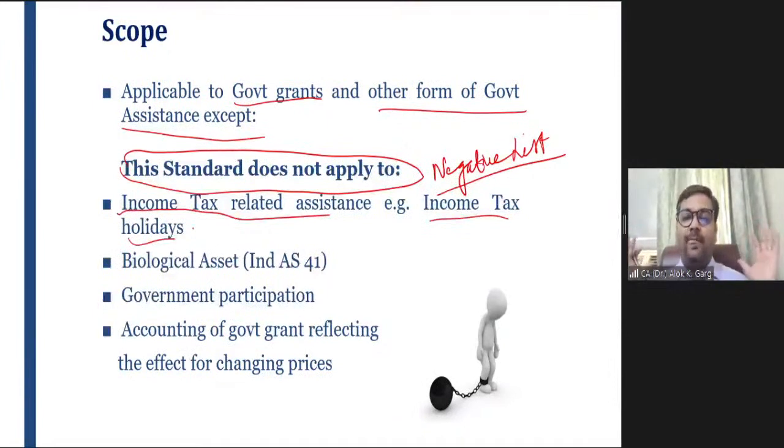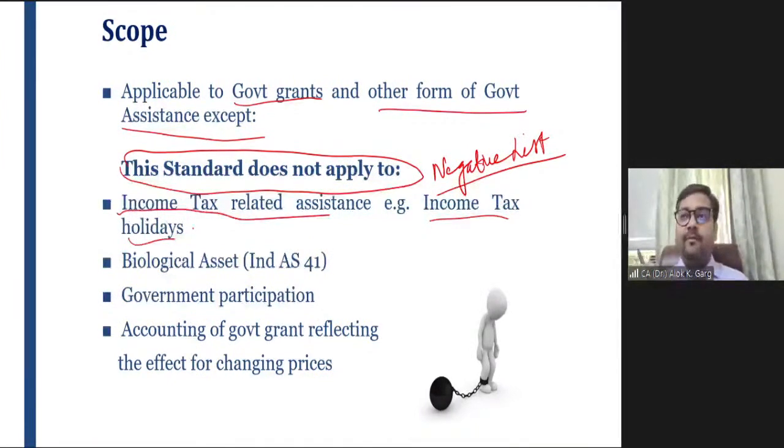If the assistance cannot be measured in monetary terms, it is treated as government assistance only with respect to this standard. Okay. So sir, if income tax related assistance is not covered here, then where will it be covered? It will be covered under Ind AS 12, the income taxes standard. Whatever income tax benefit is provided by the government will be treated under Ind AS 12, not under Ind AS 20.